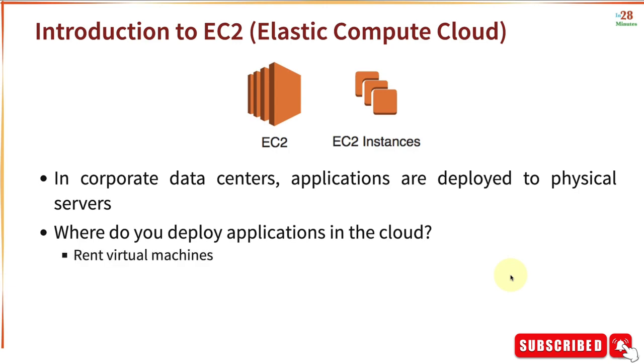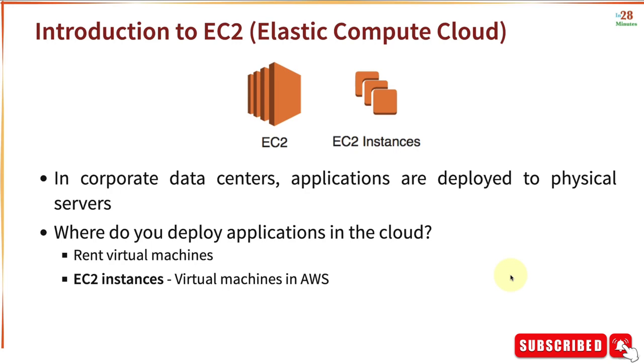That's where we would be renting something called virtual machines. And in AWS, the virtual machines are called EC2 instances. EC2 stands for Elastic Compute Cloud. So if you want to create a virtual machine in AWS, we'd be creating an EC2 instance.